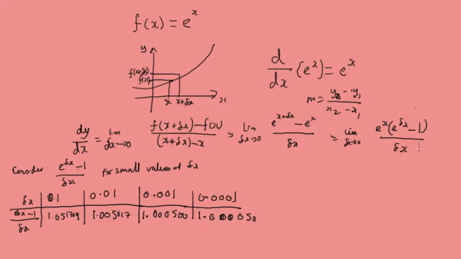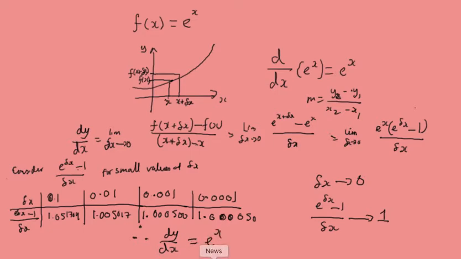This here, as dx tends towards 0, e to the dx minus 1 over dx will tend to go towards 1. Therefore, dy by dx is equal to the exponential of x.